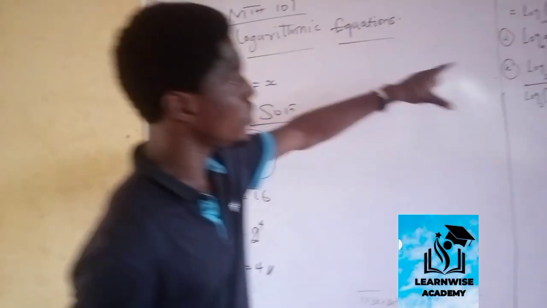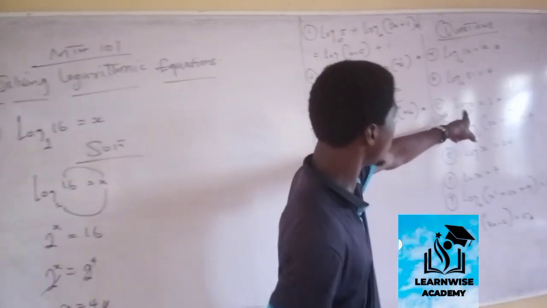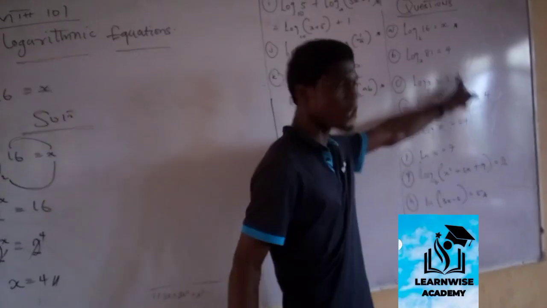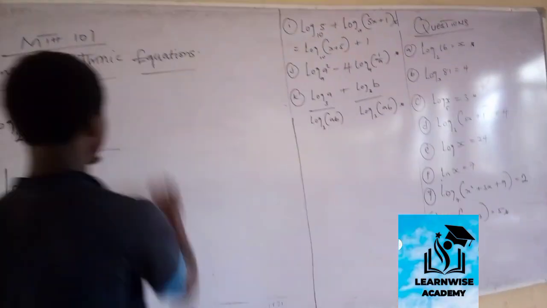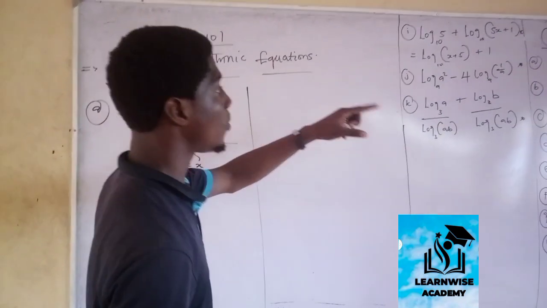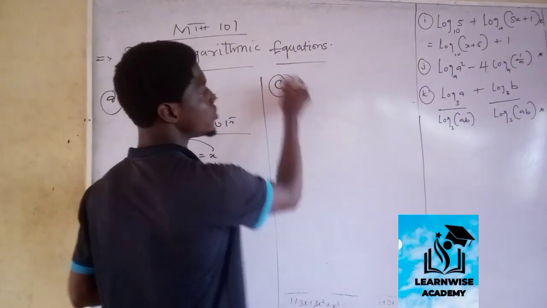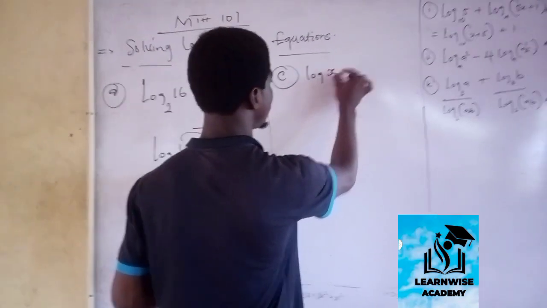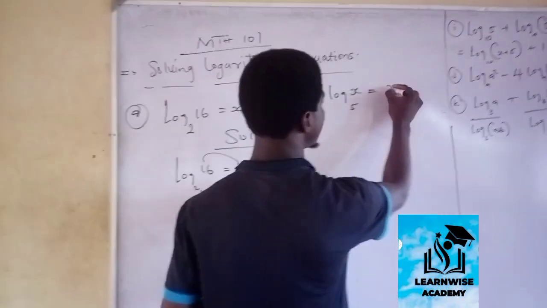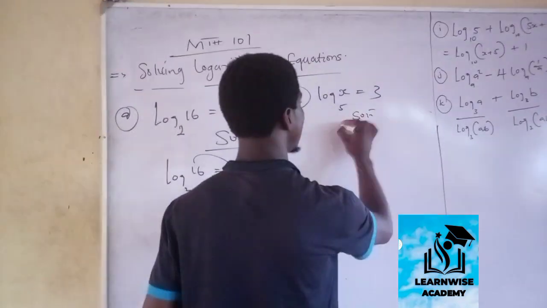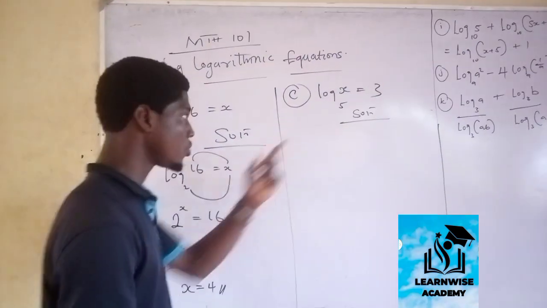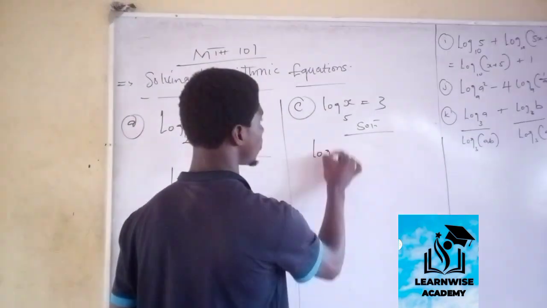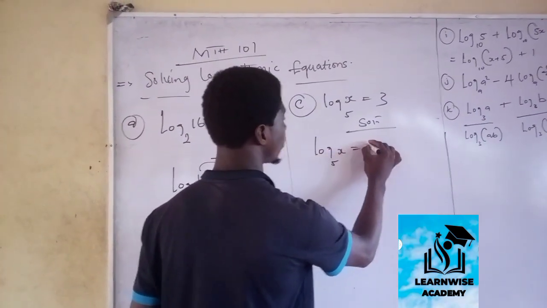Now for B, the second one, we're going to be doing log base x of 5 equal to 3. Just like we did this one, we're going to resolve that one too. Number one, that should be C. So C says that log base 5 of x is equal to 3. Now, solution. How do we resolve this? Just like we did the previous one, we also resolve this one that way.